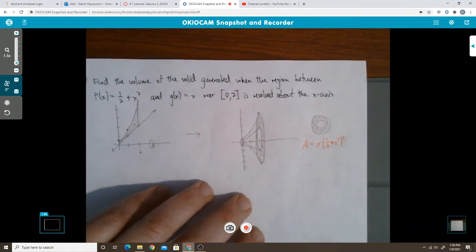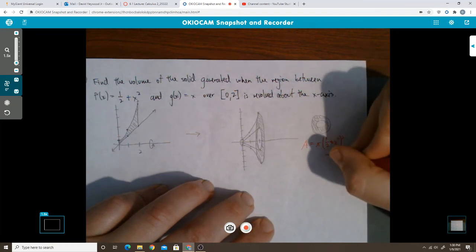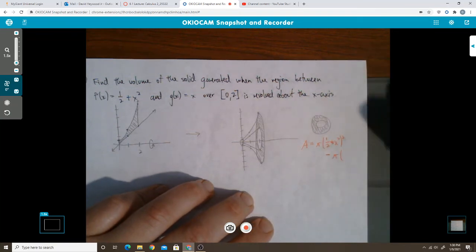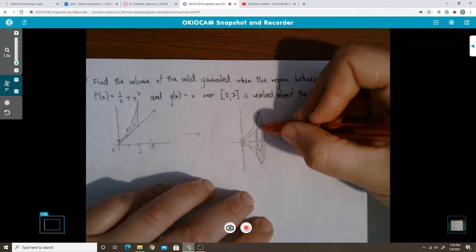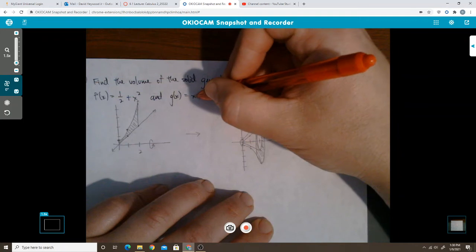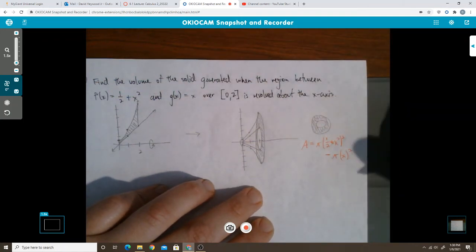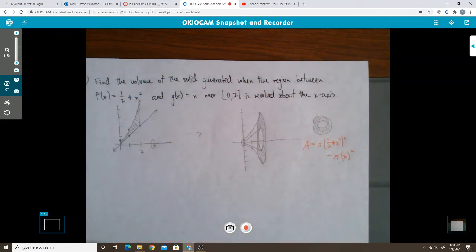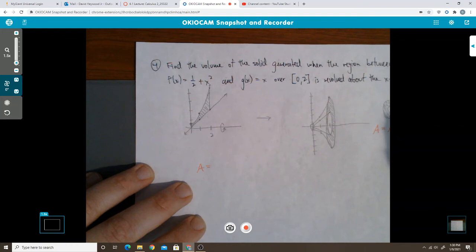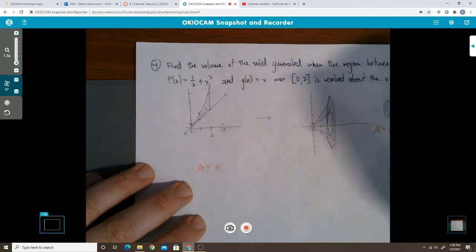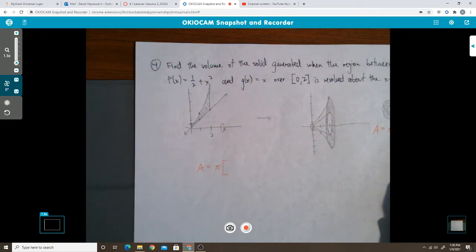So that's the area of the big circle, but then we have to subtract off the area of the little circle. So let's say minus pi times r squared. What's the radius for the little circle? Well, it's this function value. This function value is just x. So x squared. Okay, we can simplify that a little bit. So we can say area is going to be, first of all, I can factor out a pi. Second of all, I can expand this thing, 1/2 plus x squared, squared.